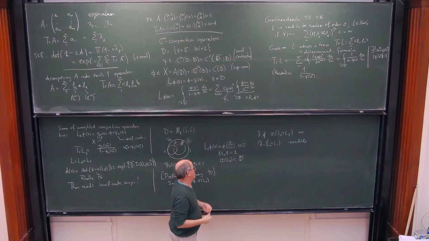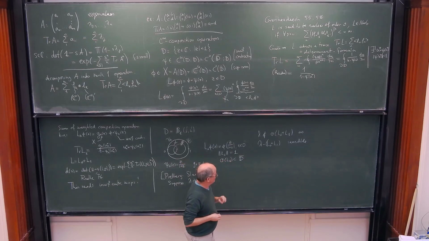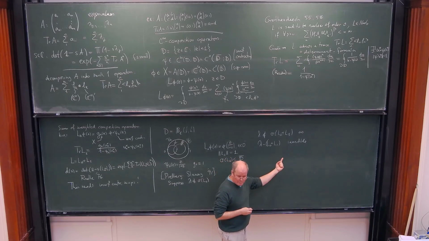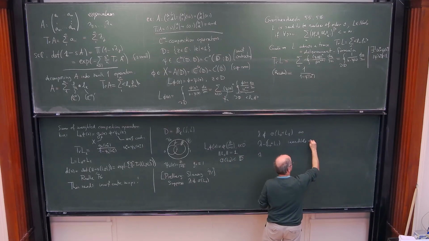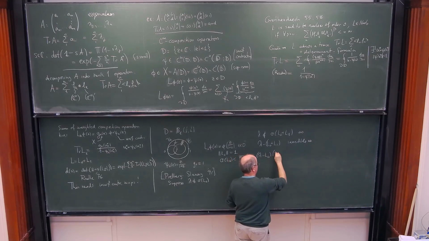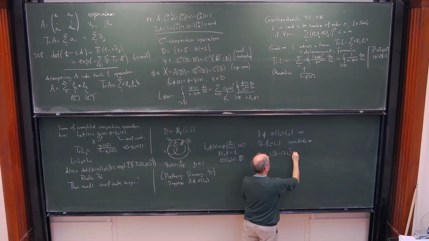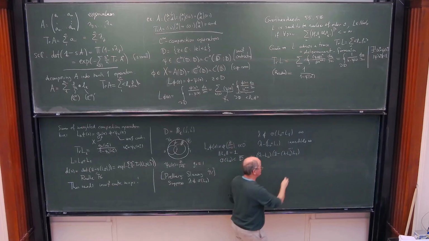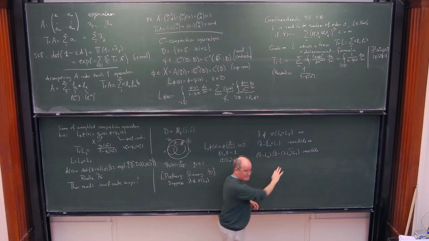But here, L0 is not nuclear. Now, the trick is that lambda is not in the spectrum of L0, so you may factorize. So this is if and only if. You may factorize this by taking this out: lambda minus L0, times 1 minus (lambda minus L0) to the minus 1 times L1. All you need is that this product here is invertible. So this exists by the hypothesis that lambda is not in the spectrum of L0.